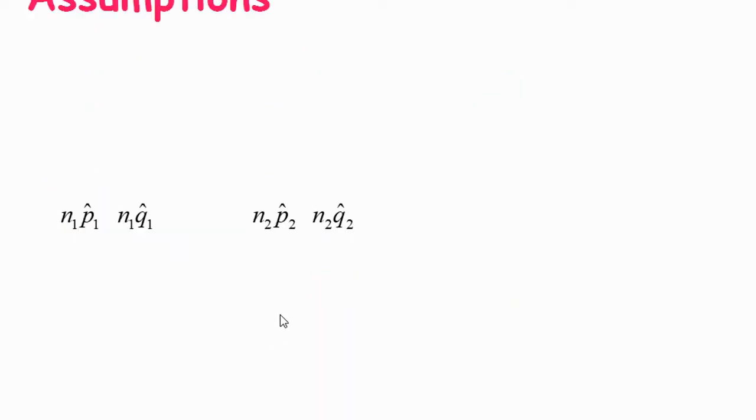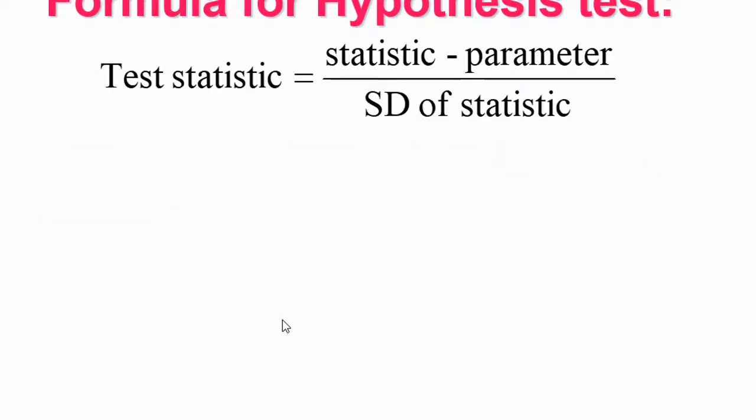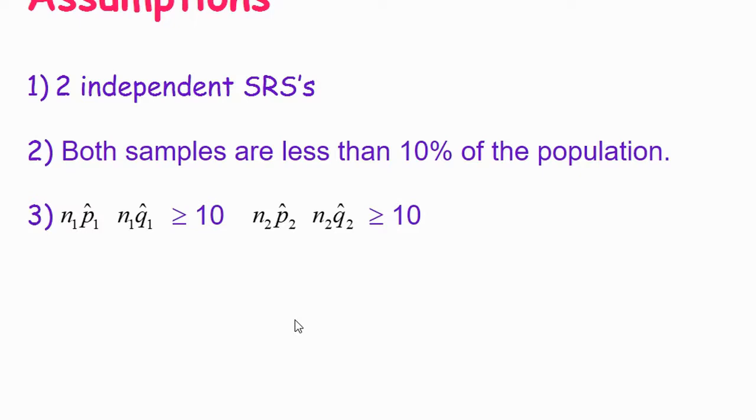Okay, so next, the assumptions. The assumptions are the same as when we did the intervals. Randomization condition. Make sure you put 2 independent random samples. SRS stands for simple random samples. So if I ask you to type those up on your test, just type it up: 2 independent random samples.